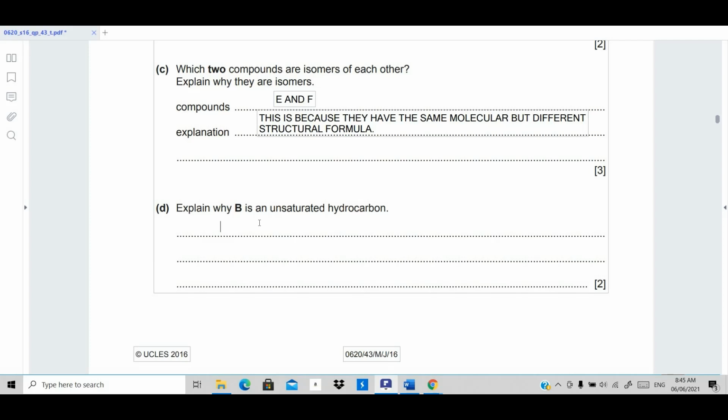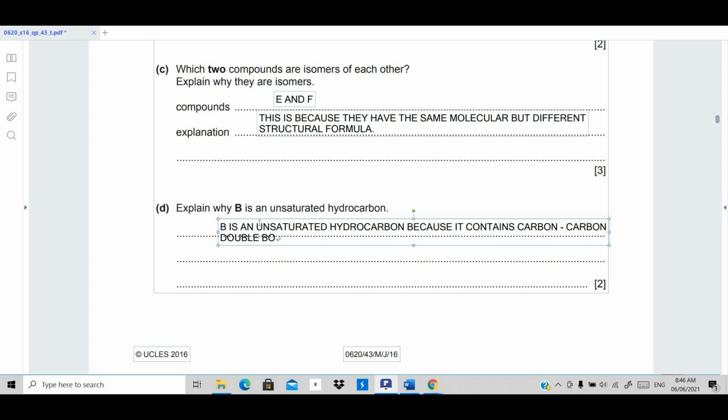So firstly, we should mention that B is an unsaturated hydrocarbon because it contains carbon-carbon double bonds, and it contains only hydrogen and carbon atoms.